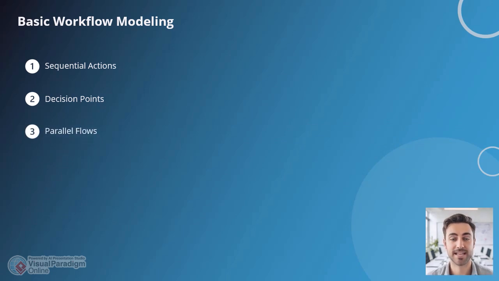Fork and join bars enable parallel execution of activities. This is crucial for modeling tasks that can happen simultaneously without waiting for each other.